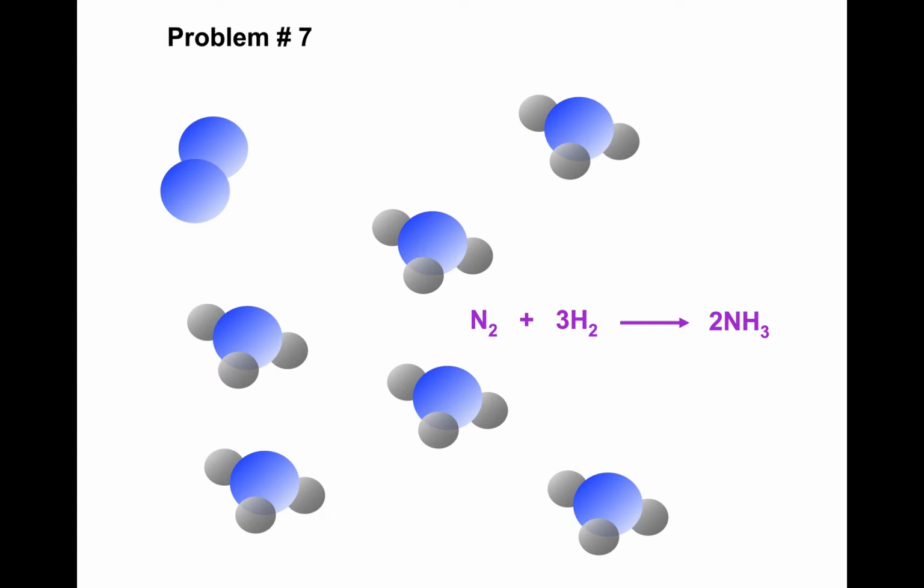1, 2, 3, 4, 5, 6 ammonias. And notice, right, the 1 nitrogen was left out. So this reaction stops when we run out of the white ones. The reaction's over. And nitrogen is in excess.